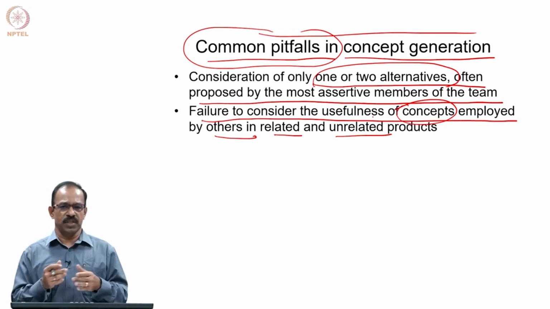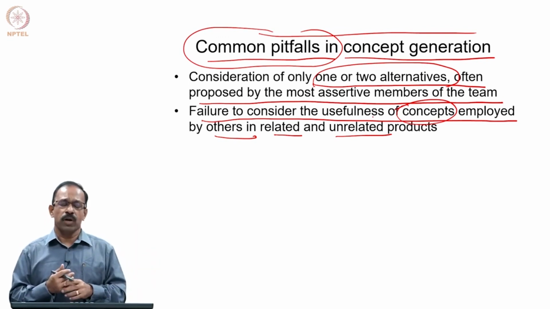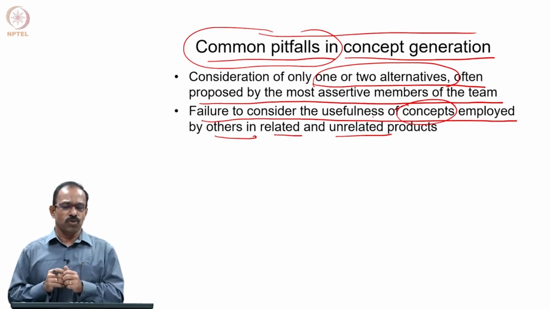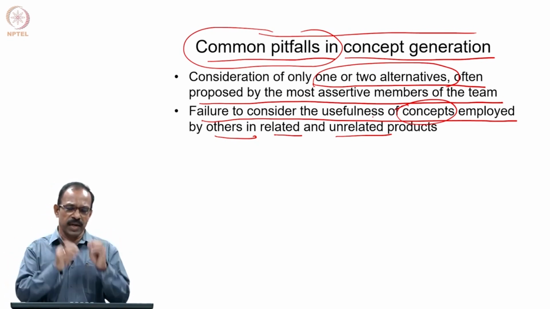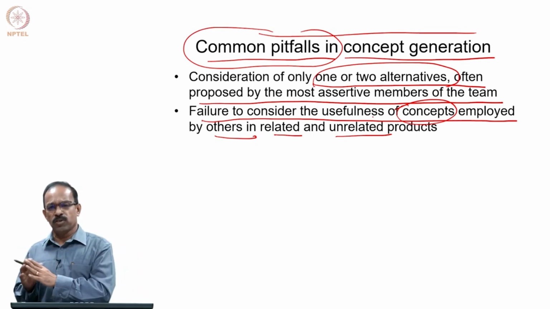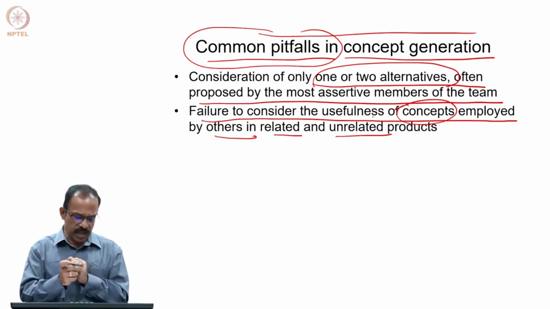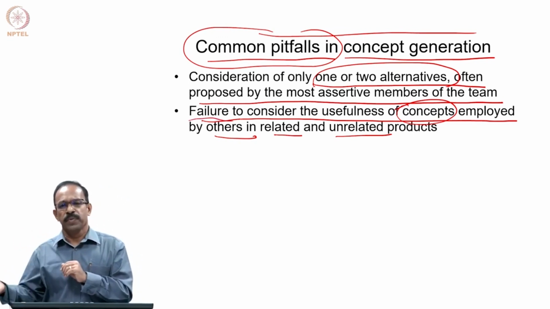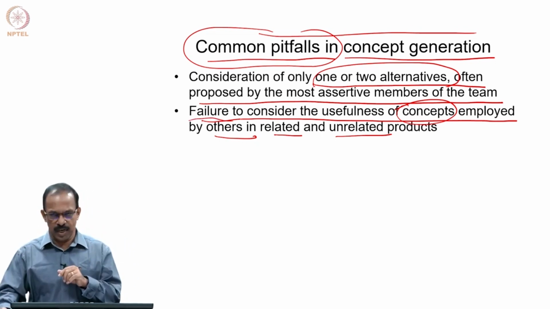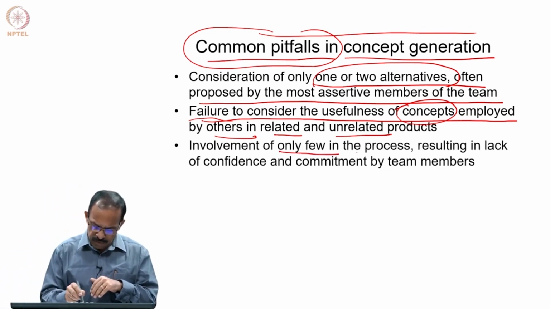It need not be in a washing machine; it can be in a chemical industry, a paper industry, a food industry, or in general households, how people try to reduce the use of water. You need to look at all those alternatives employed by people, whether related to the product or not. If you fail to consider that, then again you will be failing in getting a good solution. So, that is the second point. The third point is involvement of only few.